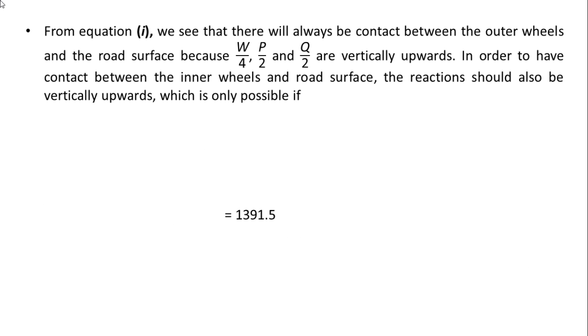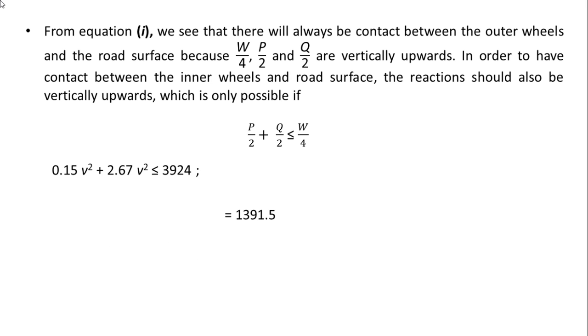So from equation 1 we see that the contact between the outer wheel and the road surface is always vertically upwards. In order to have contact between the inner wheel and the road surface, the reaction should also be vertically upwards, which is only possible if P by 2 plus Q by 2 is less than or equal to W by 4. If it is greater than the weight of the car, your car will roll. So using that, we will find the limiting speed.